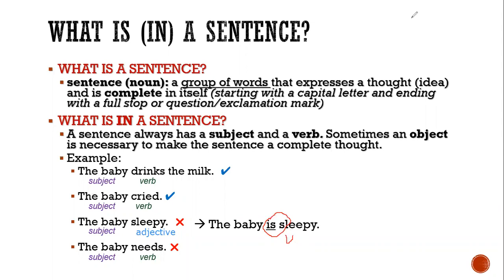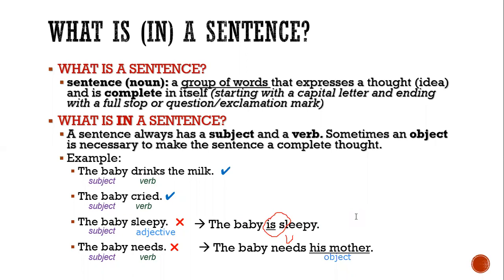Okay, the last sentence, the baby needs. So this is not a correct sentence, even though it has a subject and a verb. Why? Because some verbs need an object. So the correct sentence for this one would be the baby needs what? Needs his mother. Okay, so this way it becomes a complete sentence. So his mother in this case is our object.